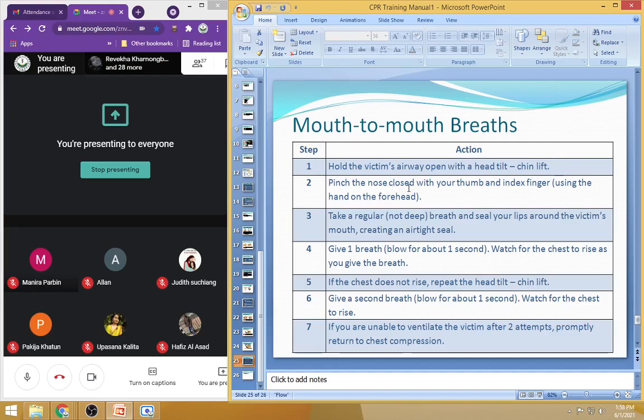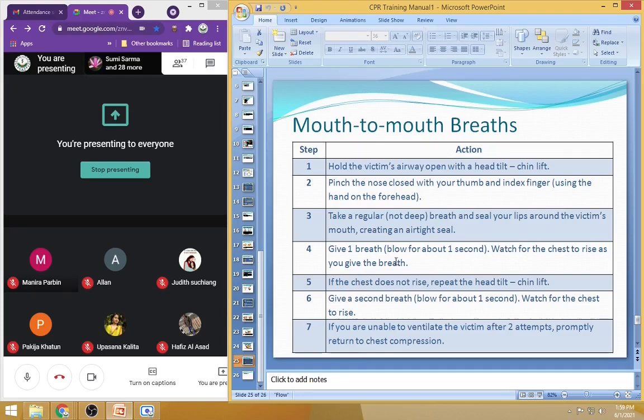Hold the victim's airway open with the head tilt chin lift. Pinch the nose closed with your thumb and index finger using the hand on the forehead. Take a regular breath and seal your lips around the victim's mouth, creating an airtight seal. Then give 1 breath, blow for 1 second. 1 breath is for 1 second. And watch for the chest to rise as you give the breath.